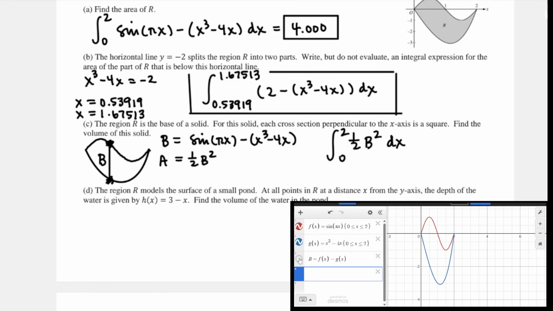You don't need to look at the graph of that. We're going to integrate from x equals 0 to x equals 2, 1/2 base squared, because that's the area of an isosceles right triangle. I don't know why I was doing that. It's not an isosceles right triangle, it's a square. So that would be 1 base squared. Okay, that's more like it. And then I need a dx, and that'll give me 9.978.